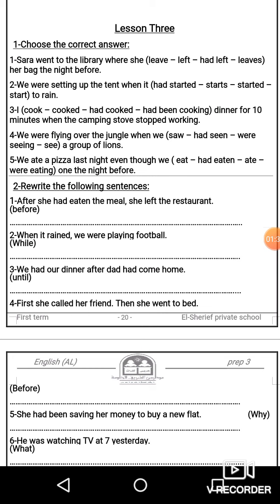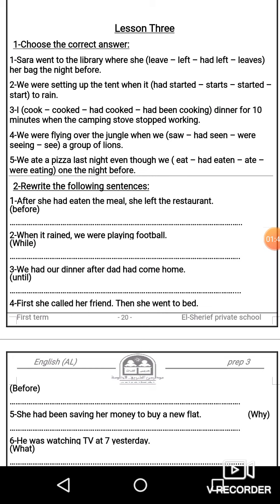Number 5. We ate a pizza last night even though we were eating one the night before. Yes, we had eaten.